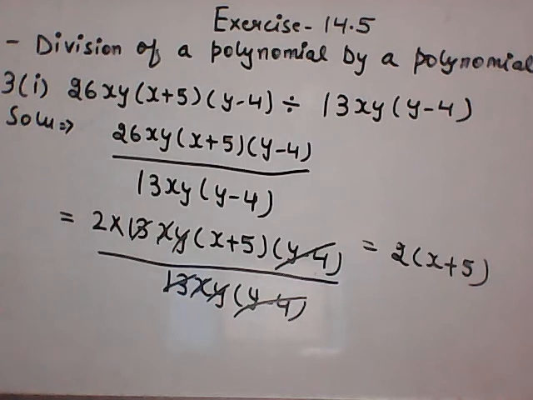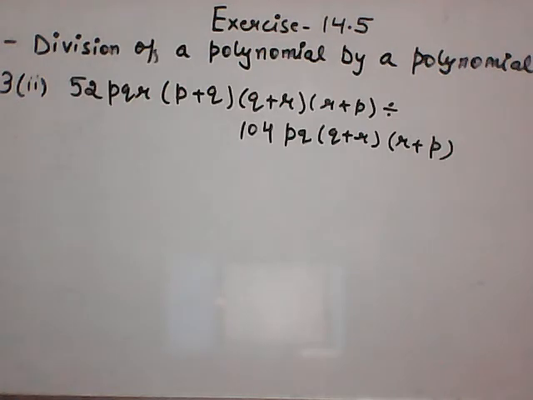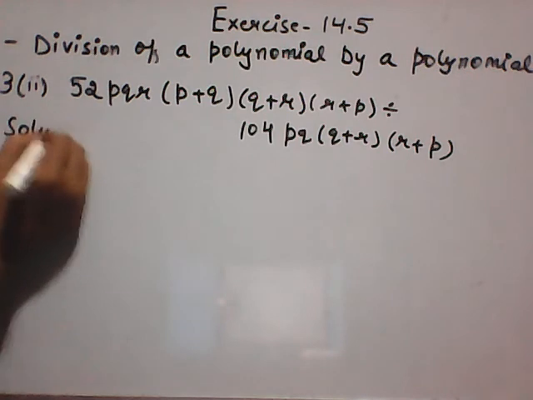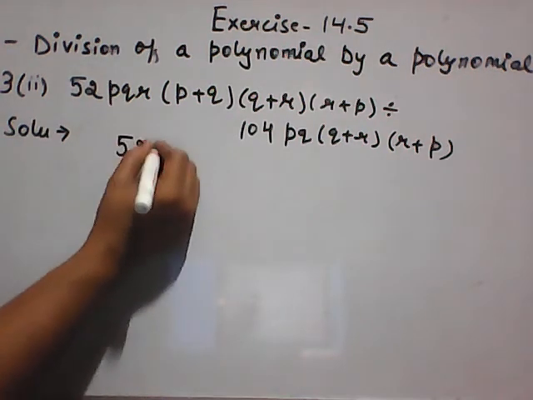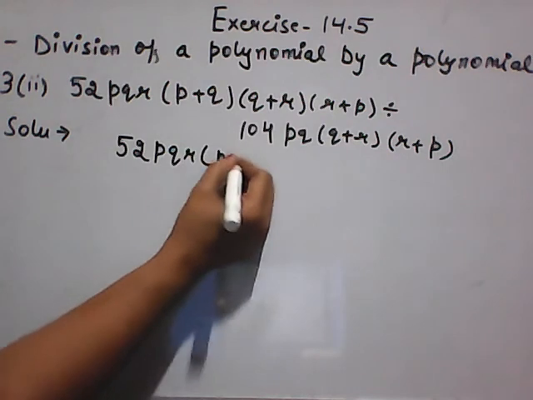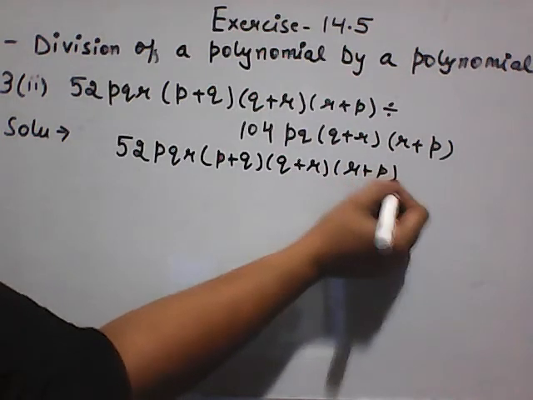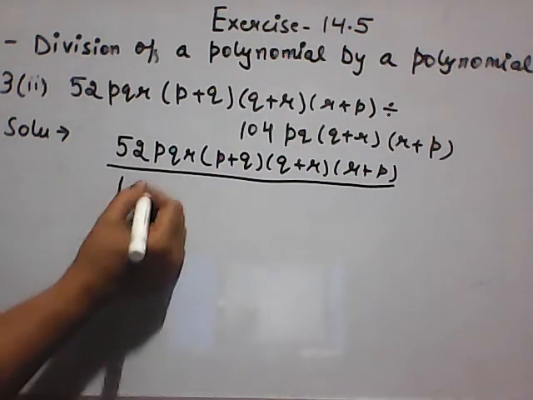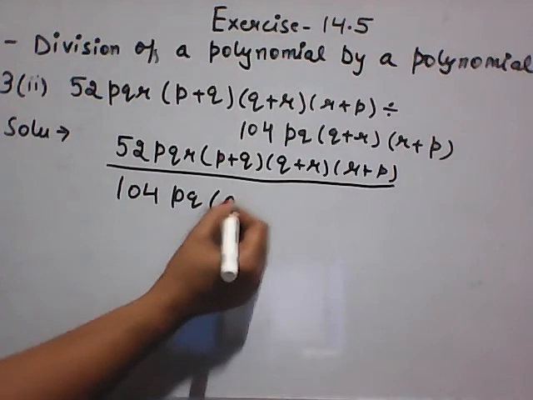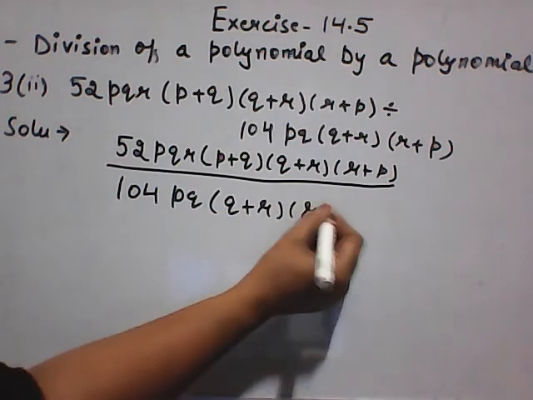Let's move to the next part. In this question, we have 52 PQR into P plus Q into Q plus R into R plus P. You have to divide this expression by 104 PQ into Q plus R into R plus P. So we can write it in fraction form: 52 PQR into P plus Q into Q plus R into R plus P divided by 104 PQ into Q plus R into R plus P.